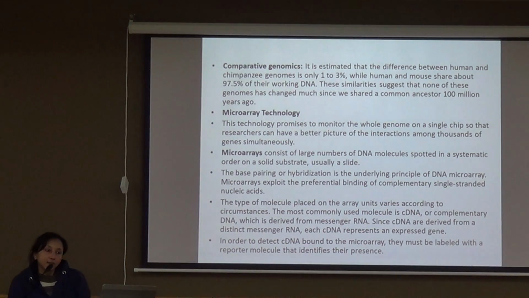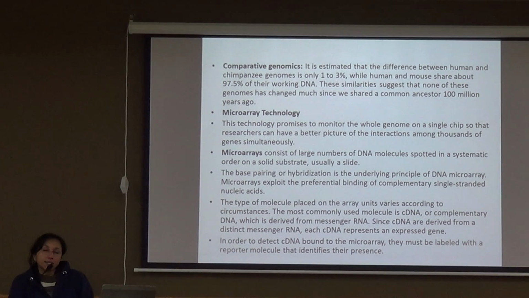These similarities suggest that none of these genomes has changed much since we shared a common ancestor 100 million years ago. Looking at the morphology and anatomy does not give us such in-depth analysis of similarity of different species, different organisms existing at different hierarchy in evolution. Only genomics, genome analysis, comparing different genomes, can help us find out the similarity, dissimilarity. It can also help us to find out the evolution, the phylogenetic relationships.